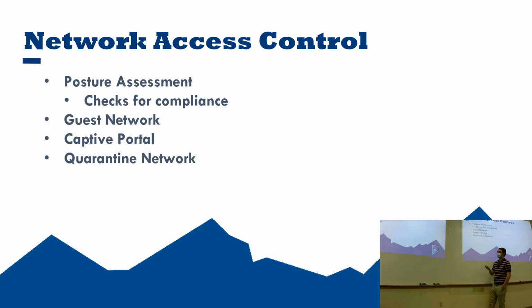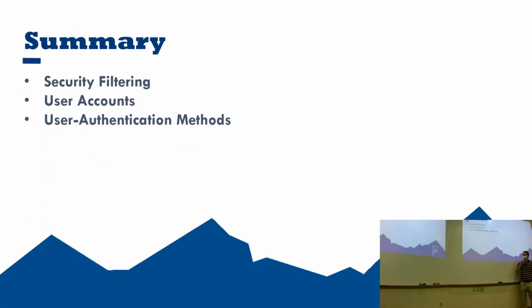Okay, and lastly, got a quarantine network. It's going to be if you had a device that did not meet your posture assessment, you put it on the quarantine network. It's going to be a separate network. And, I'm sure we've heard too much about quarantines the past couple of years. But basically, this is where you separate the device out. So if it has an infection, if it doesn't meet your criteria, it's not able to interface with your internal network. So that's basically what we want to talk about. Talk about security filtering, a little bit about user account management. We also talked about user authentication. So any questions about today?